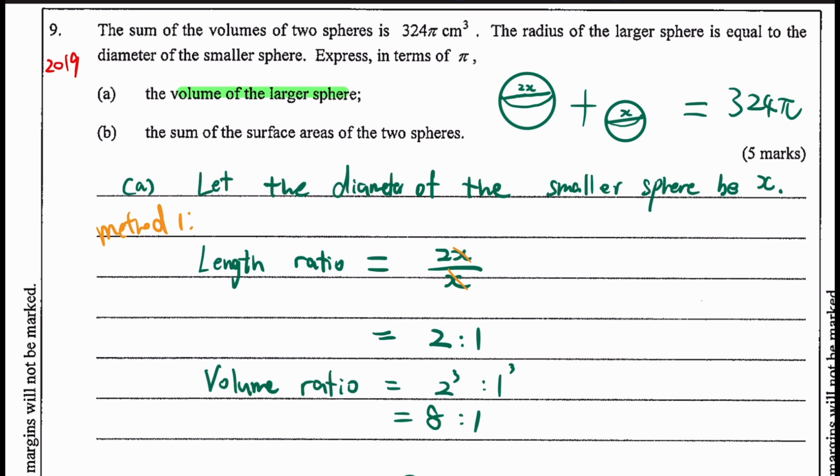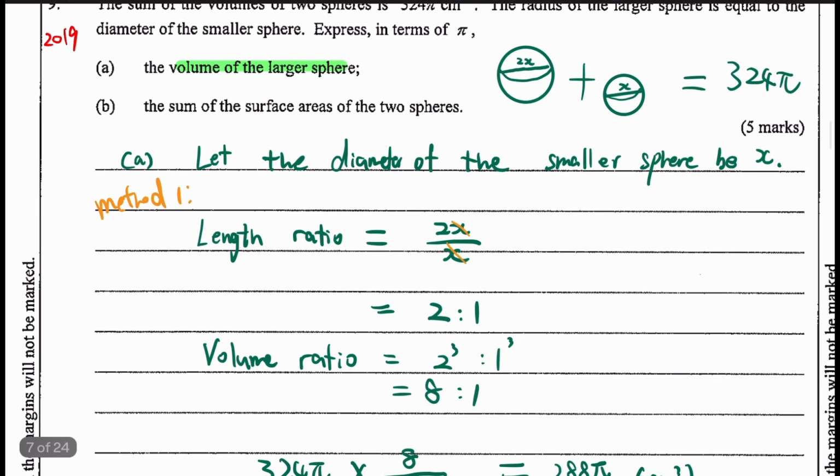This question only contains 5 marks, so it means that it's relatively easy. For the volume of the larger sphere, you can do it in 2 methods. One method is using the ratio. As we say, you first calculate the length ratio. So I use the larger over the smaller, okay? So it's 2 to 1. And then the volume ratio will be 8 to 1.